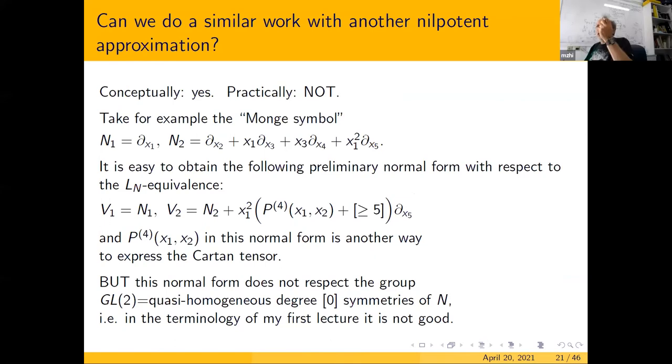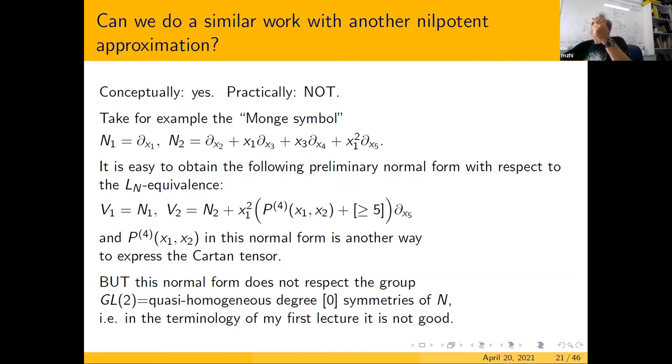Okay, so now, what we discussed with Igor and here, can we do a similar work with another linear organization, not my linear organization, for example, with the Mont symbol? Let us say that it is the Mont symbol. Conceptually, yes, if we can do some work with one important approximation, then we can do it with any other approximation. But practically not, meaning that what we obtain will be a huge formula. You will be blocked after 2 weeks of working and getting nothing.